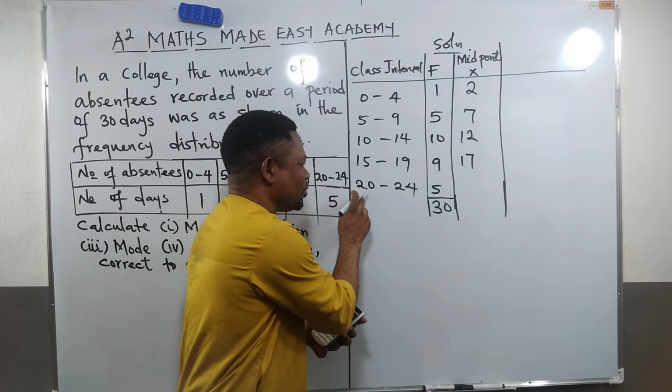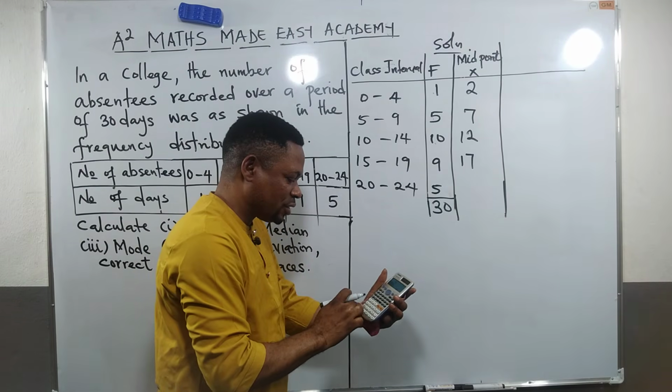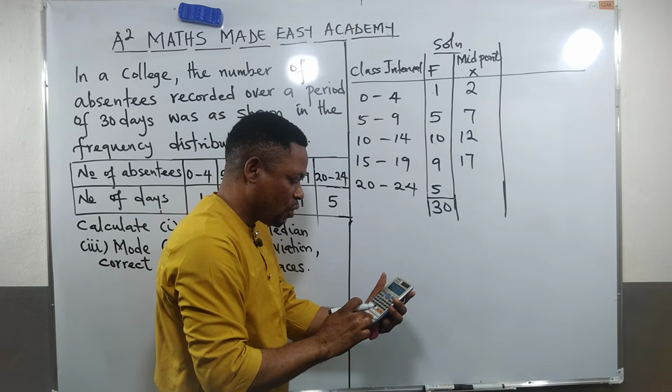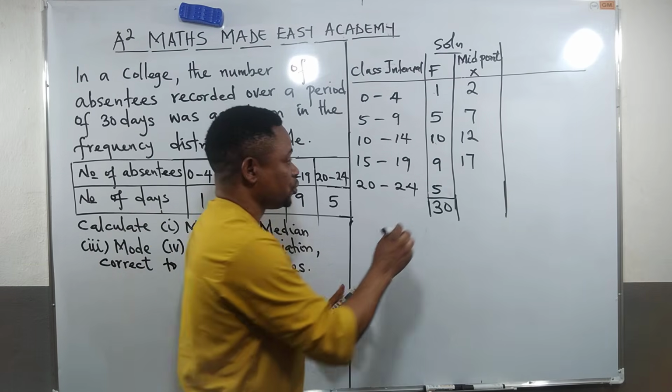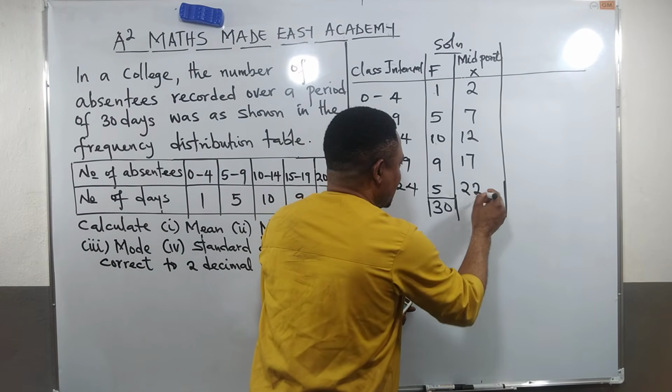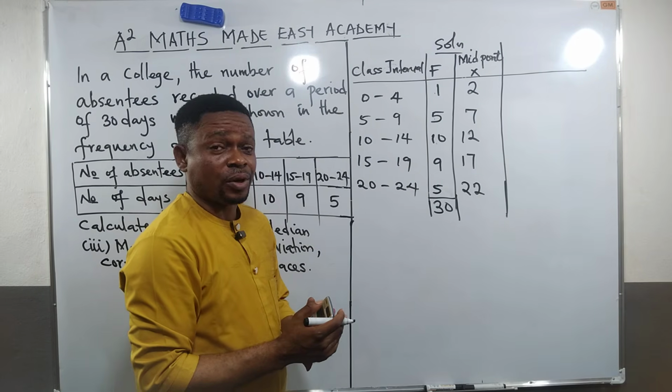Then we now move again to the final one. The final one is 20 plus what? 24, which is what? 44. Divided by 2, it will give you 22. That is exactly how to calculate the midpoint.